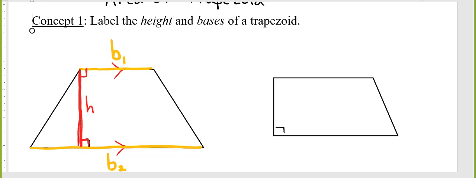So the trapezoid on the right, the 2 lines that are parallel, this one and this one. This is base 1, this is base 2, and this is kind of cool. This side over here, it's not slanted at all. It is perpendicular to the bases. That is my height. You have to be able to locate the 2 bases, the sides that are parallel, and the height of a trapezoid.